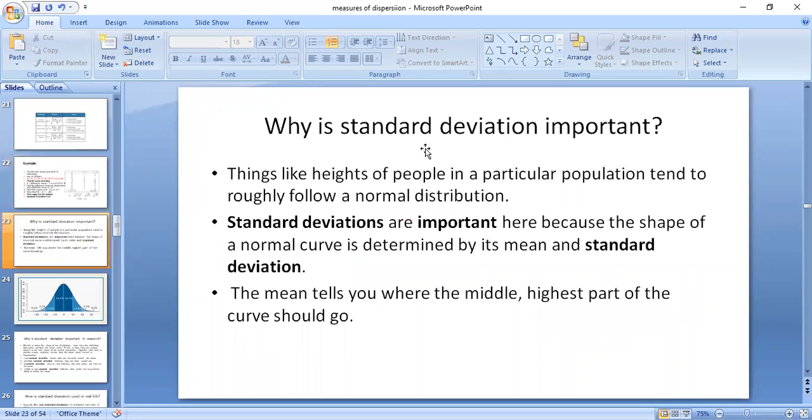Now, why is standard deviation important? Things like heights of people in a particular population tend to roughly follow a normal distribution. Standard deviations are important here because the shape of a normal curve is determined by its mean and standard deviation. The mean tells you where the middle, highest part of the curve should go.